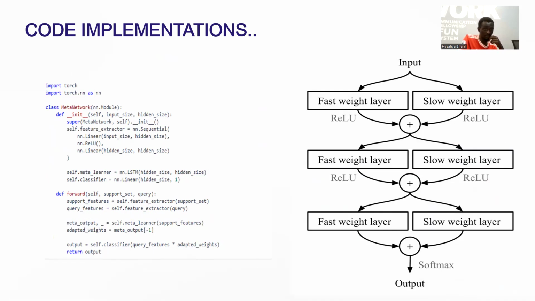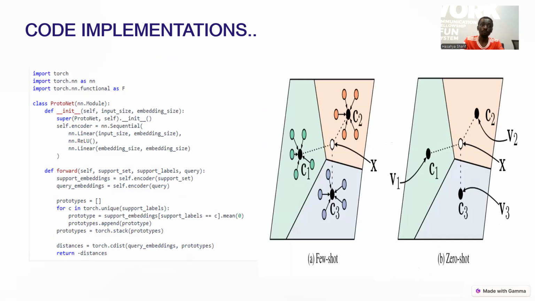So in the forward, we have the support features and the query features, and we have the meta output and adapted weights. That's the output itself. So the process is that we extract features from the support and query samples, and the meta learner processes these support features to generate weight adaptations, and we apply the adapted weights to query features for our final prediction, just as we mentioned earlier. Then next is the prototype, our ProtoNets, which uses few-shot and zero-shot.